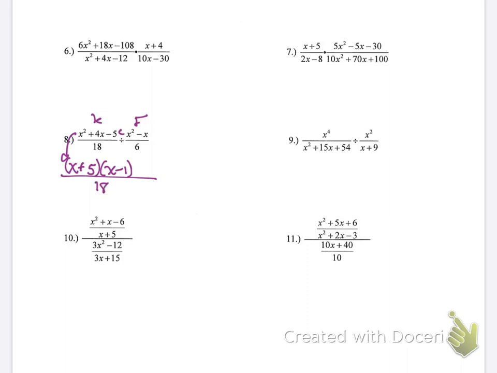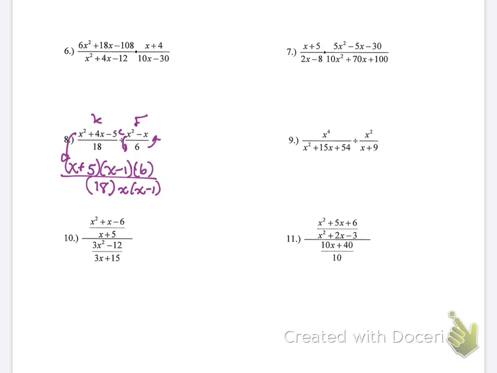You have an 18 on bottom. You change to multiplication, which just means I'm going to move the 6 up top. I'm going to put it in parentheses. It doesn't need to be, but I just am. And then the x squared minus x moves to the bottom. I can take out an x. I'm left with x minus 1.